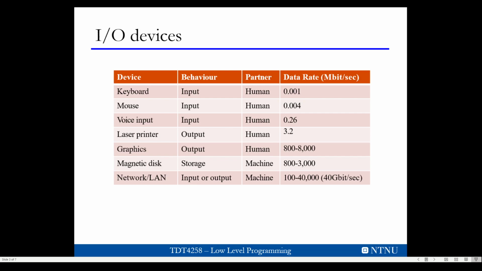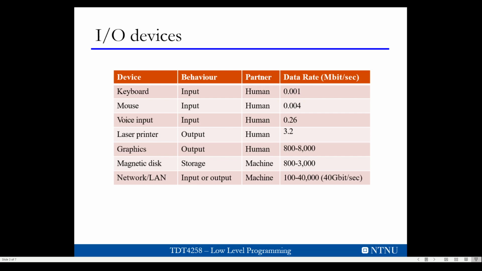The devices also differ in who they communicate with. There are devices that communicate with humans, for example, keyboard and graphics, whereas there are other devices that communicate with other machines. Examples include magnetic disks and networks. Finally, the devices differ from each other in how much data rate they can support. Keyboard and mouse in this aspect are very slow. They support very low data rate, whereas magnetic disk and LAN, especially the LAN, are very fast. For example, networks can support up to maybe 100 gigabits per second these days, maybe more.